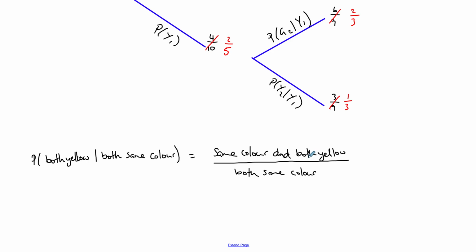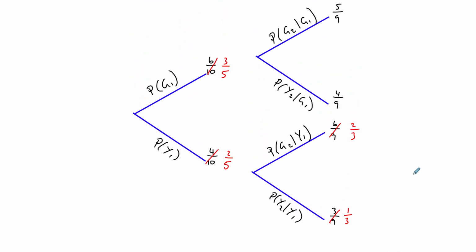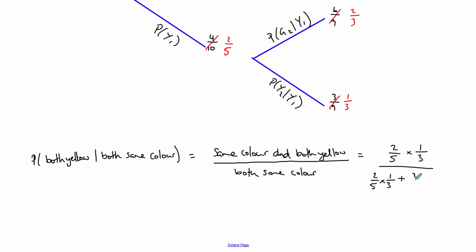So, both the same colour and both yellow. The only way that can happen is if they're both yellow. So we want yellow for 1 and yellow for 2. That's here, that's 2/5 times 1/3. And we are going to divide by the probability that they are both the same colour. They can be both the same colour by either being both yellow or both green. So both yellow or, so and, both green. And that's 3/5 times 5/9.